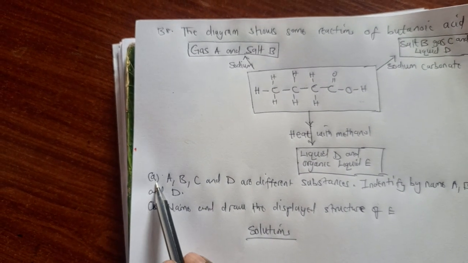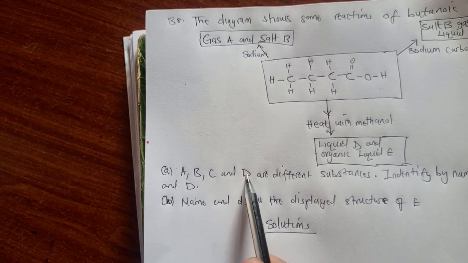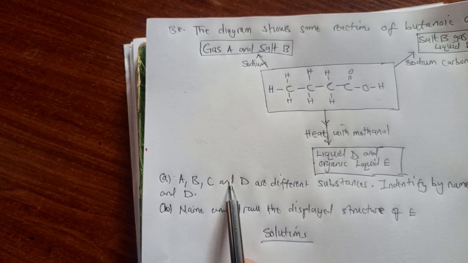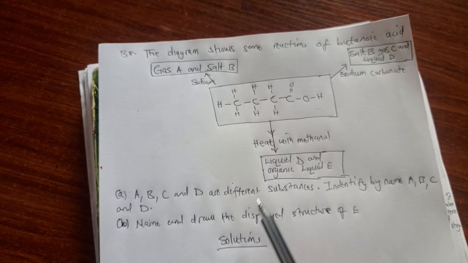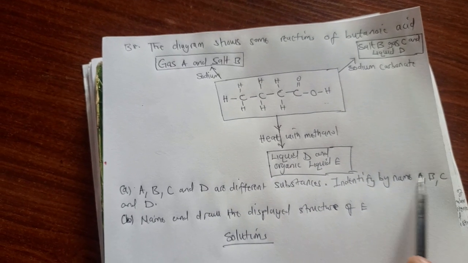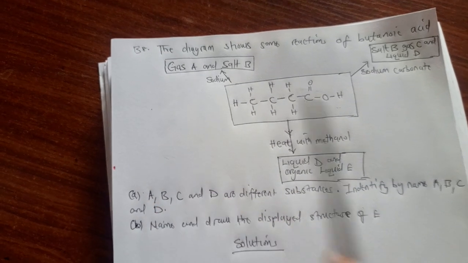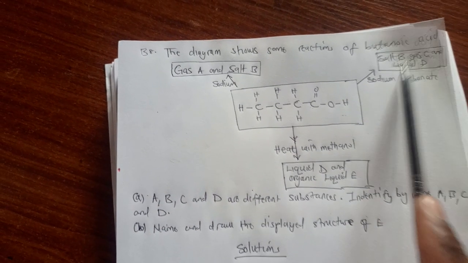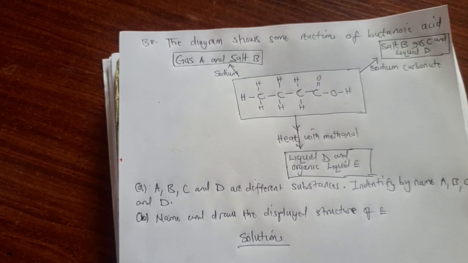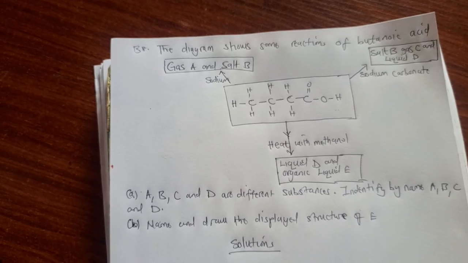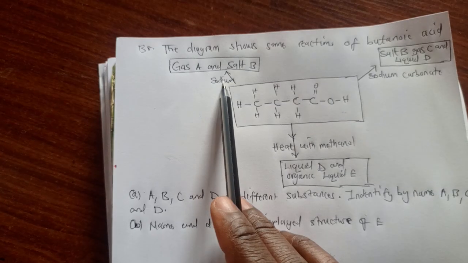So the first question: A, B, C, D are different substances. Identify them by name. So we have gas A, salt B, gas C, and liquid D. We identify them by name. So how can we identify them by name? We need to know what is produced when this butanoic acid reacts with sodium metal.